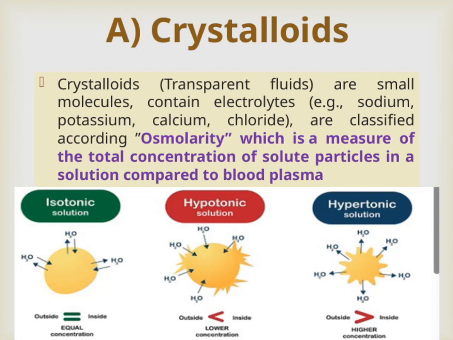Today, I want to talk about crystalloids, which are often referred to as transparent fluids. These are small molecules that can easily pass through membranes, and they contain essential electrolytes like sodium, potassium, calcium, and chloride. These electrolytes are crucial because they help maintain proper fluid balance and electrical activity in the body.